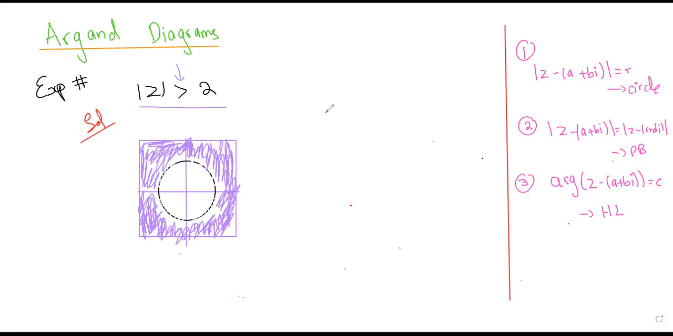So even in the equal to case, if it's modulus of z equal to, then is the circle also dotted? No, it's a solid circle. Okay. If it is z mod equals 2 or equals 4, it would be a solid circle, just like we did in the very beginning.